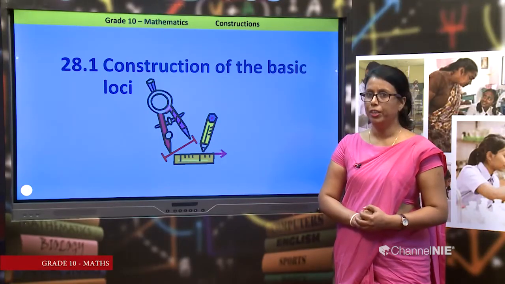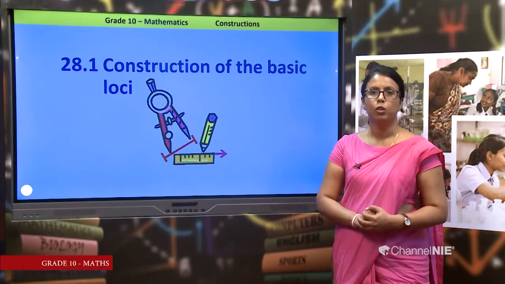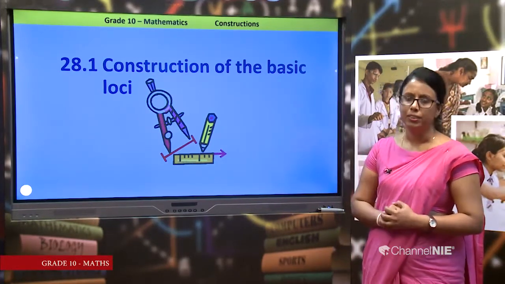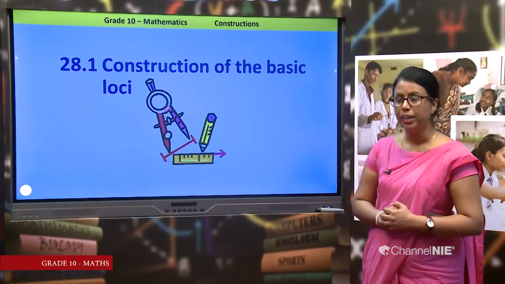Especially, get ready with your pair of compasses, ruler and pencil. Make sure to sharpen your pencil to get accurate construction. Get ready with me.